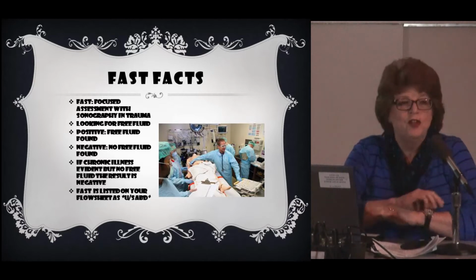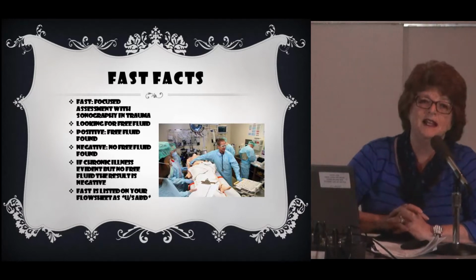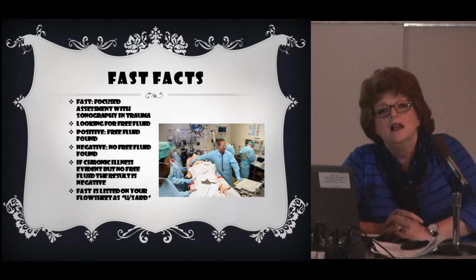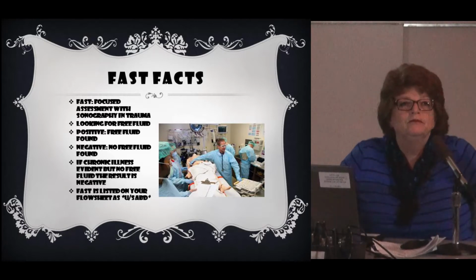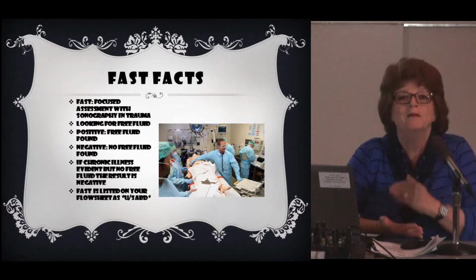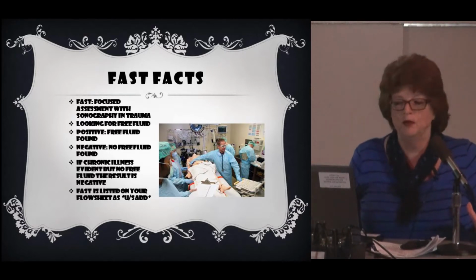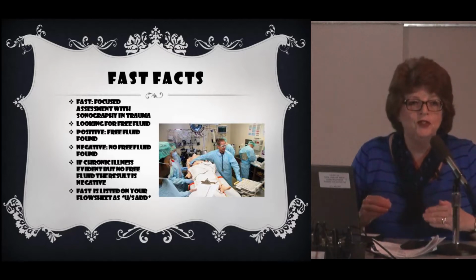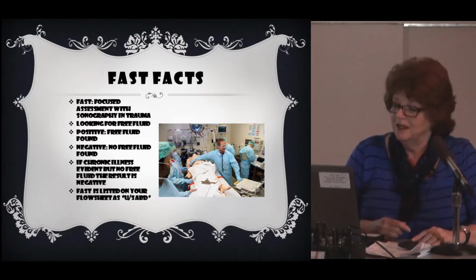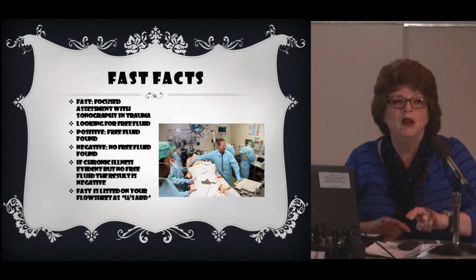A negative is no free fluid found. If you have a chronic illness like, say, cirrhosis, they say, oh, he's cirrhotic, or he has a cyst on his kidney, things like that. They're not looking for the history at that time. They're looking for trauma injury. So it's either yes, free fluid, or no free fluid. And it's found on the flow sheets as ultrasound of abdomen. That's the same thing as the FAST, so you don't have to rewrite the FAST.